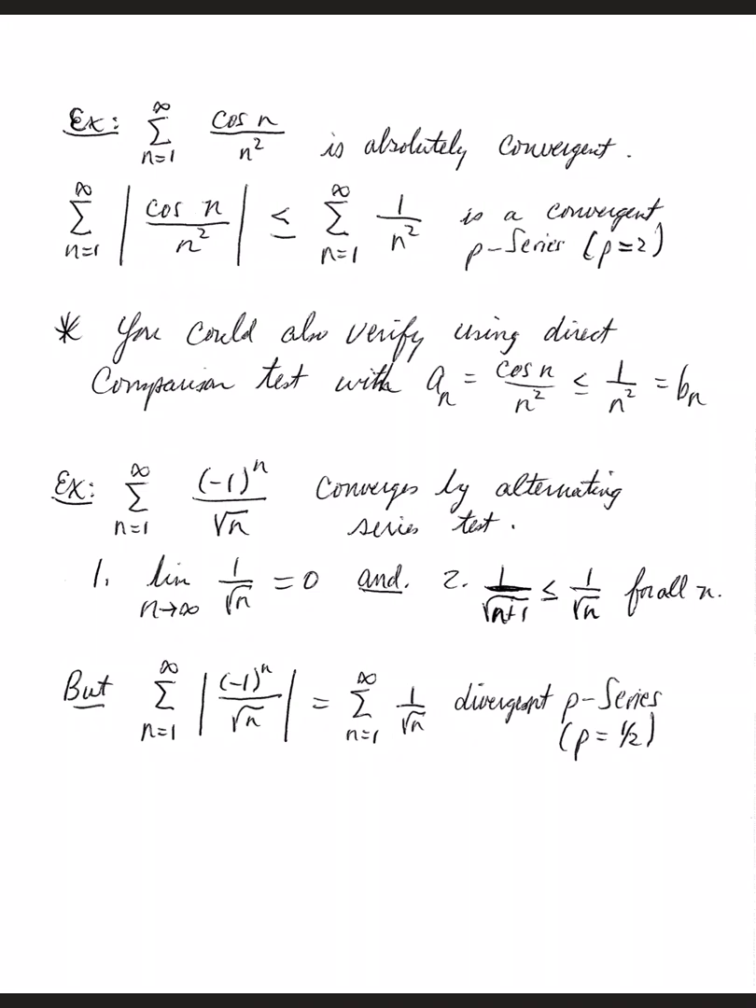However, if you take the absolute value of the original problem, you get rid of your alternating sign, and that makes it the sum from 1 to infinity of just 1 over square root of n, no alternating signs. This diverges because it's a P series with P equals a half. So you have to really watch these problems.